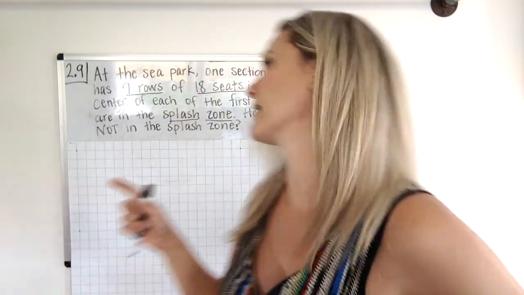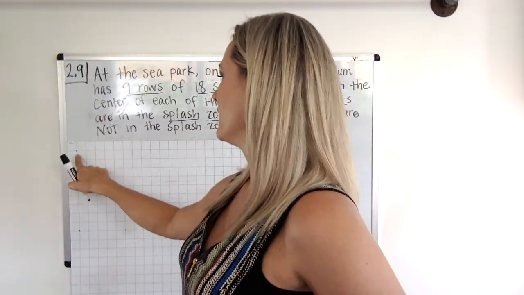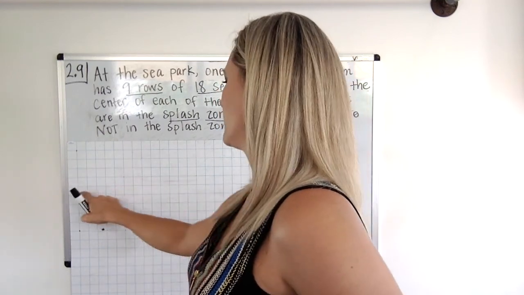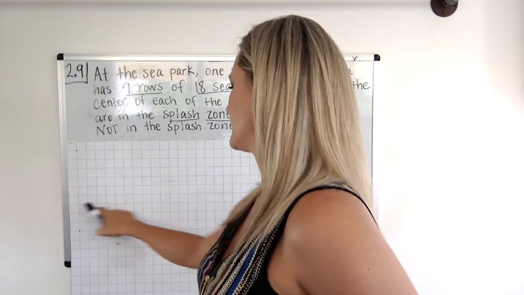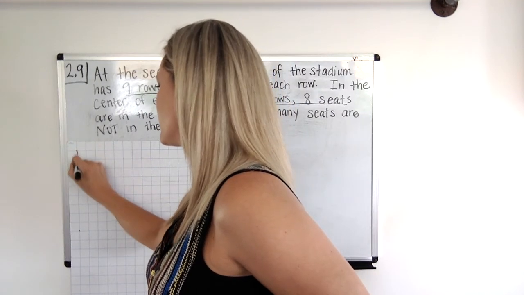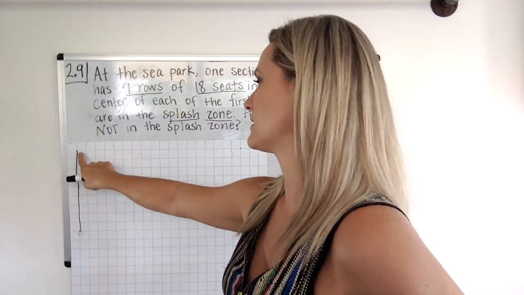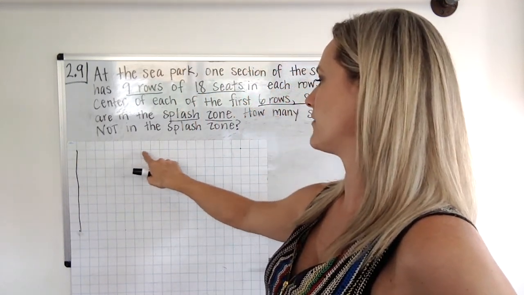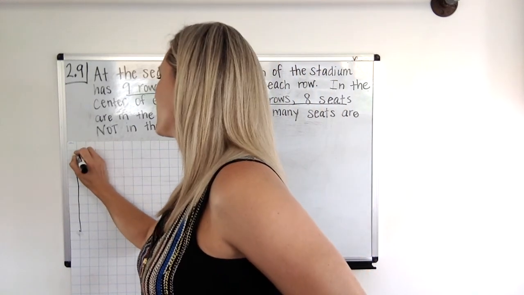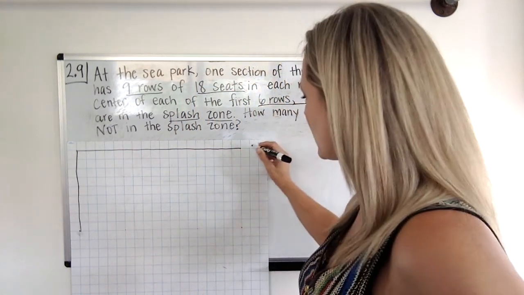So the whole seating area was 9 rows of 18. So I'm going to put 1, 2, 3, 4, 5, 6, 7, 8, 9 rows. Okay, so that's 9 rows. Whoops, went too far. Of 18 seats. 1, 2, 3, 4, 5, 6, 7, 8, 9, 10, 11, 12, 13, 14, 15, 16, 17, 18. All right, so 9 rows of 18 seats would be the whole section that we're thinking about.